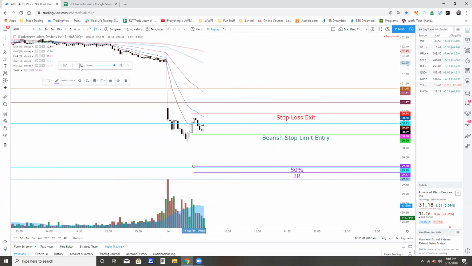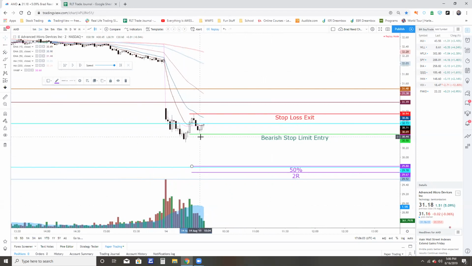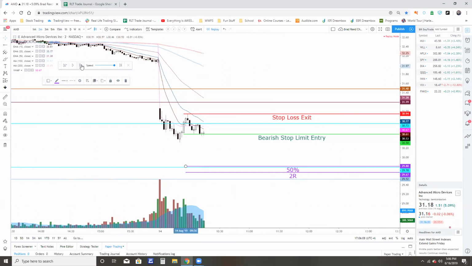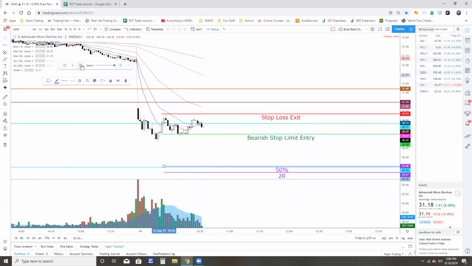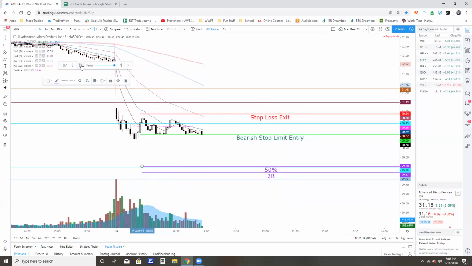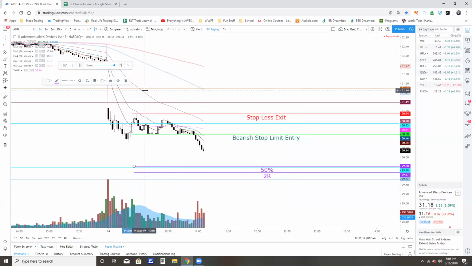Okay, click, click, click. Let's see, that would have triggered me in. And that's a nice breakdown. Let's break the low of the day and then I'll consider lowering the stop. Okay, that broke the low of the day. So I need to lower the stop.